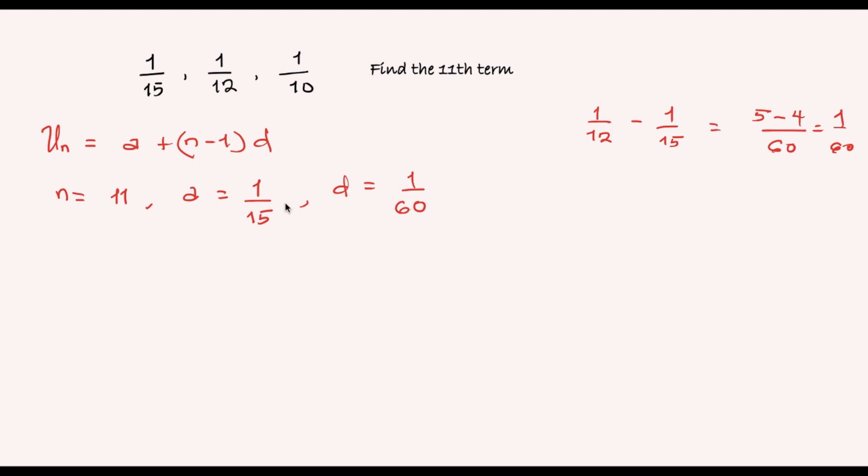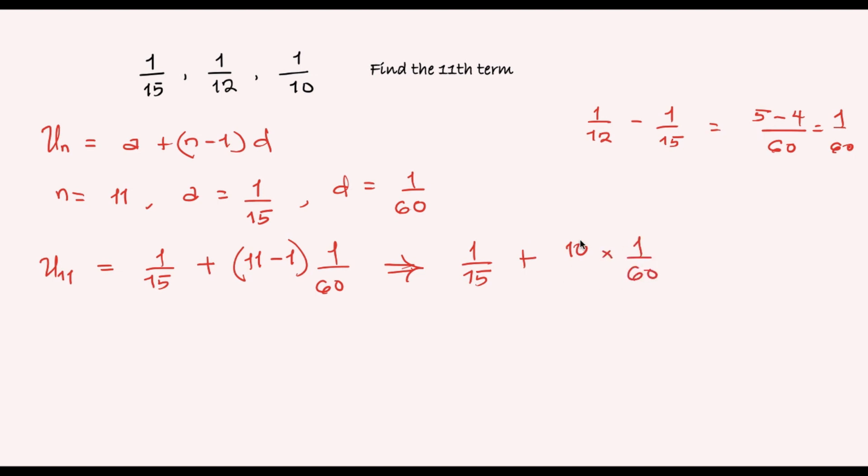So now that we have all the terms, we can go ahead and solve. So U11, which is our 11th term, is 1 over 15 plus (n minus 1), which is 11 minus 1, multiplied by d, which is 1 over 60. And this is equal to 1 over 15 plus 11 minus 1, which is 10, multiplied by 1 over 60. So 10 cancels out 60 to give us 6. So we're left with 1 over 15 plus 1 over 6.